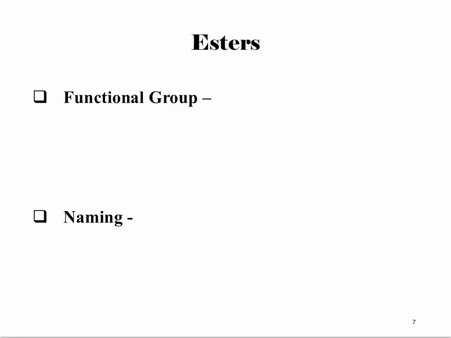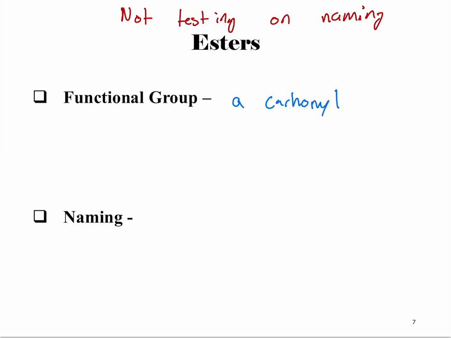All right. So esters. I'm not going to test you on the naming of these because they get a little complicated. The functional group for an ester is a carbonyl group next to an ether. What it looks like is R double bond O, O, R prime. This is what an ester looks like.